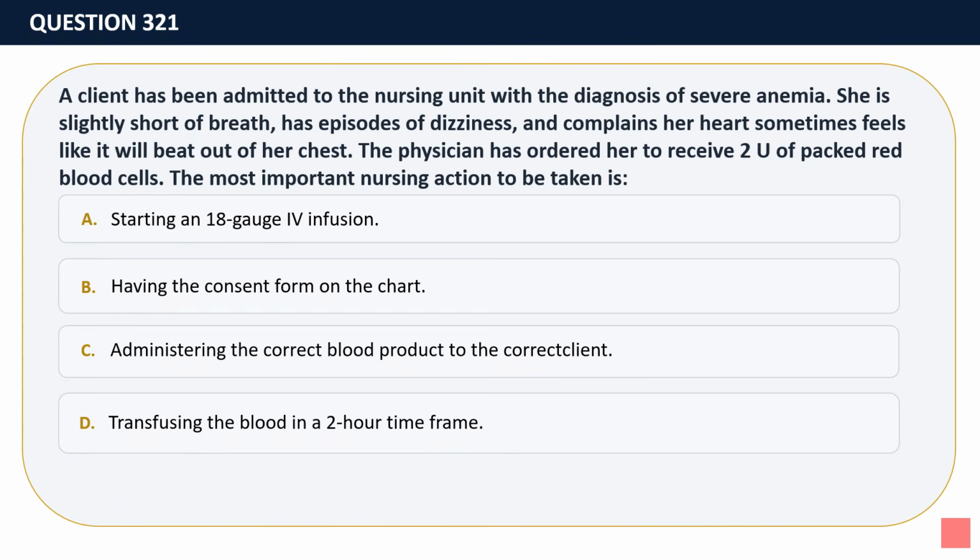Question 321. A client has been admitted to the nursing unit with the diagnosis of severe anemia. She is slightly short of breath, has episodes of dizziness, and complains her heart sometimes feels like it will beat out of her chest. The physician has ordered her to receive 2 units of packed red blood cells. The most important nursing action to be taken is: A. Starting an 18-gauge IV infusion. B. Having the consent form on the chart. C. Administering the correct blood product to the correct client. D. Transfusing the blood in a 2-hour time frame.